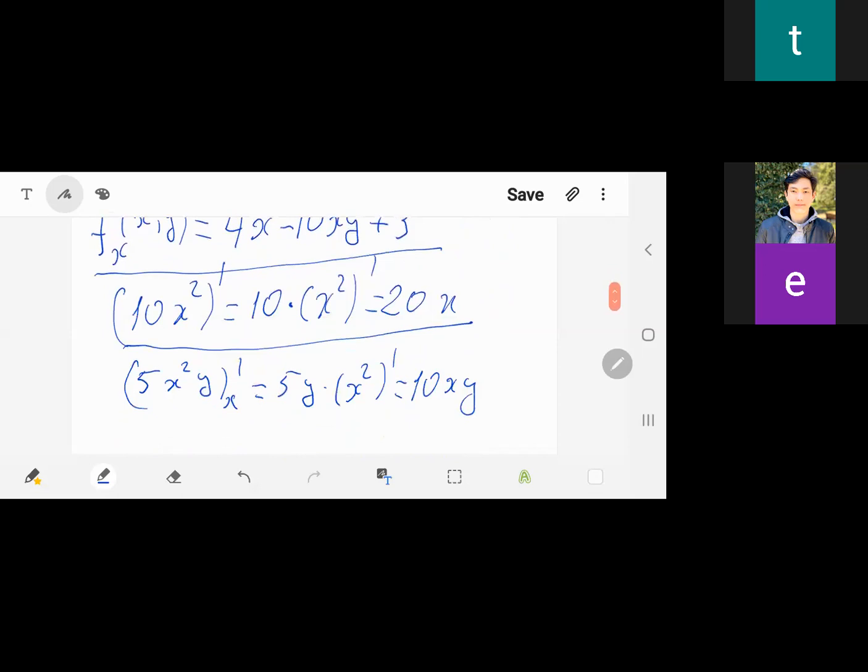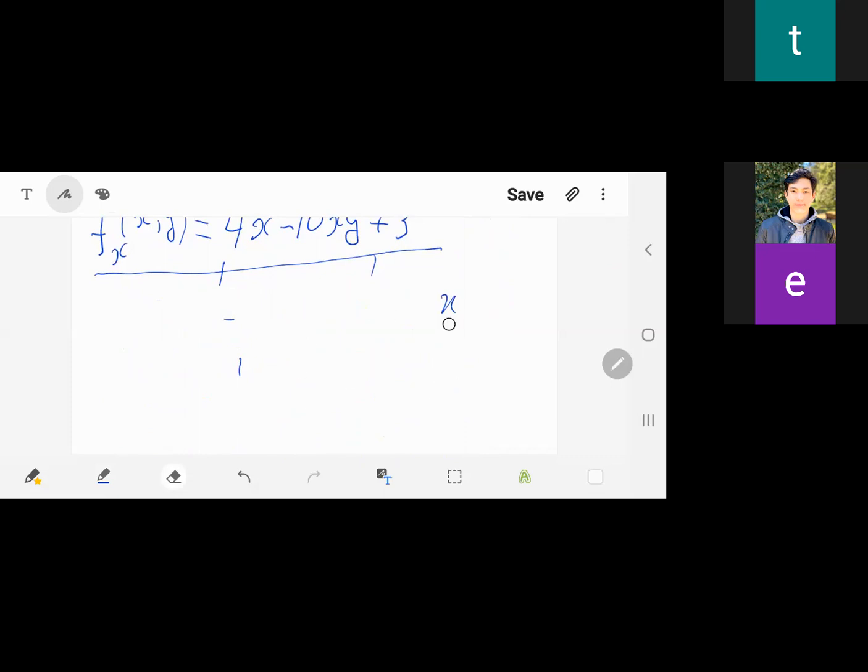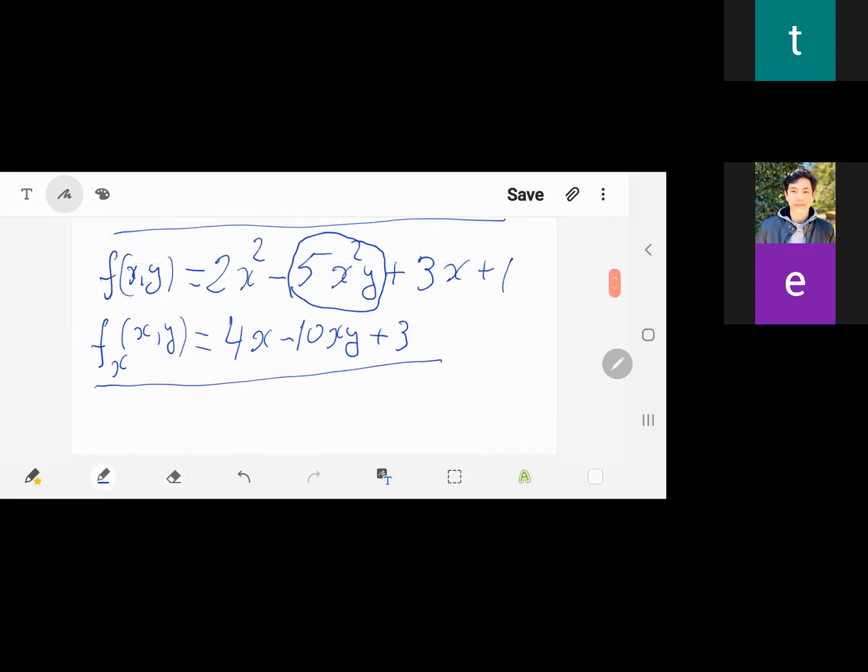Okay, so let me erase this. We don't need it anymore. Now we need to find partial derivative respect y.